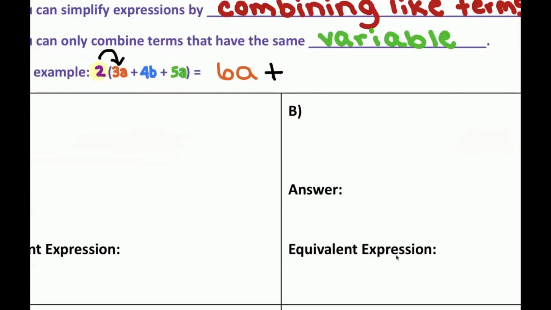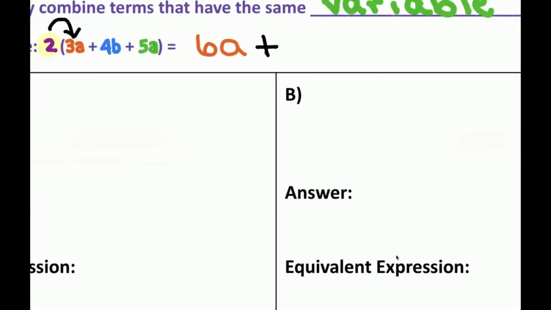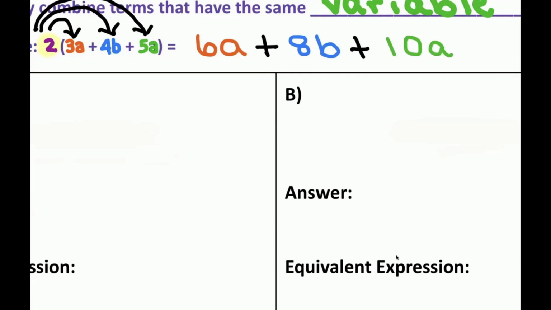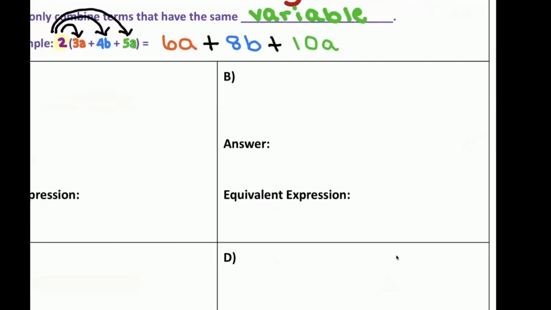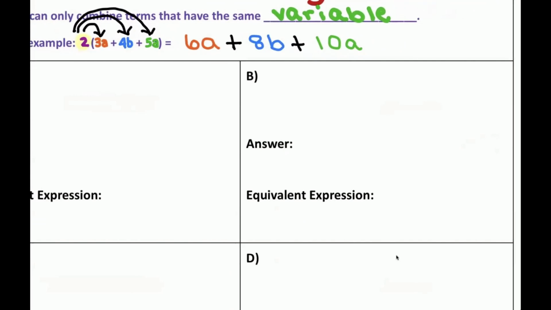Make sure you're writing with me. Then I'll do 2 times 4b, which is 8b. And then 2 times 5a, which is 10a. Okay, so this is similar to what we've already practiced, except now we had 3 terms.